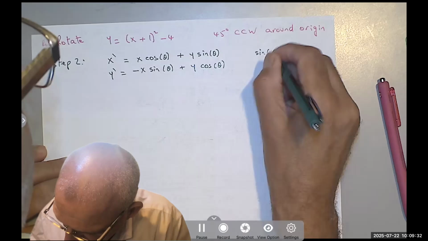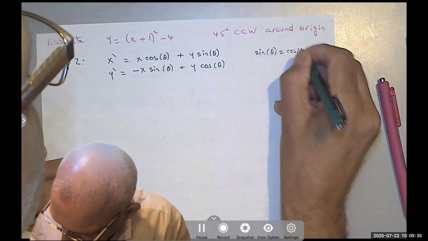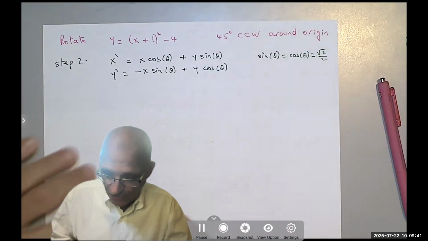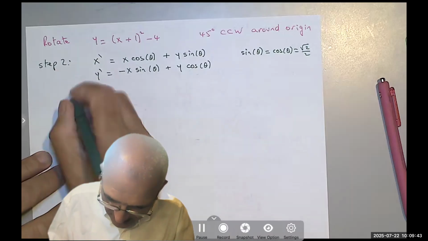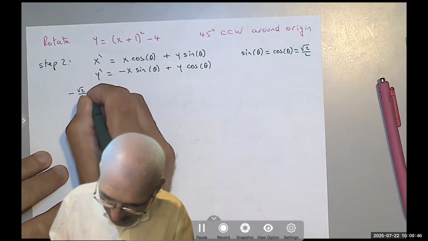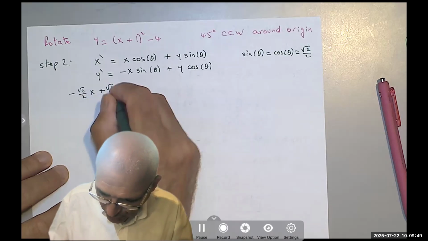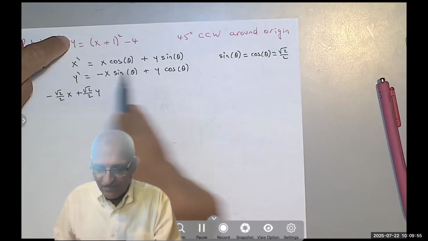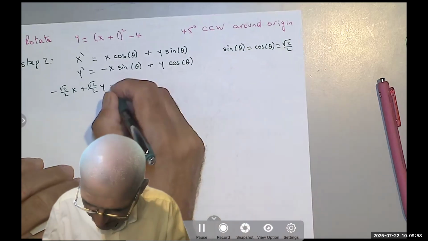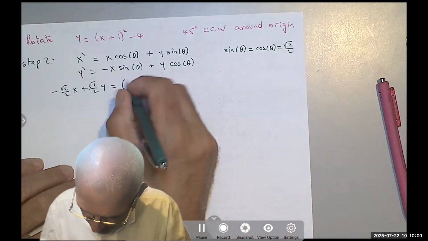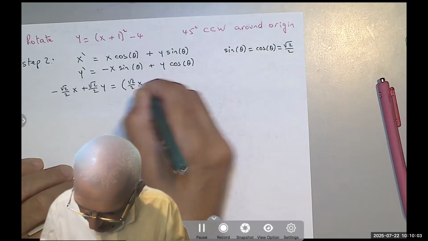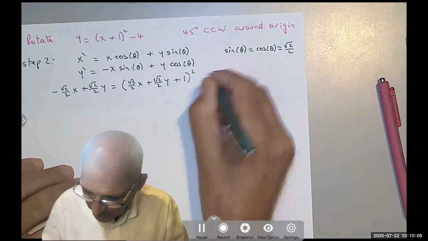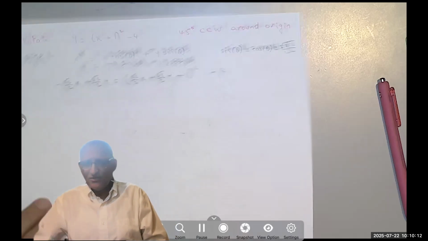Sine theta equals cosine theta equals root 2 over 2. So 45 is easy. Everything is root 2 over 2. So the y, I'm going to write it as negative root 2 over 2 x plus root 2 over 2 y, because I'm going to replace the y with that, and everything here is root 2 over 2, equals x, which is root 2 over 2 x plus root 2 over 2 y plus 1, quantity squared, minus 4. And you say, oh my God, this is terrible.